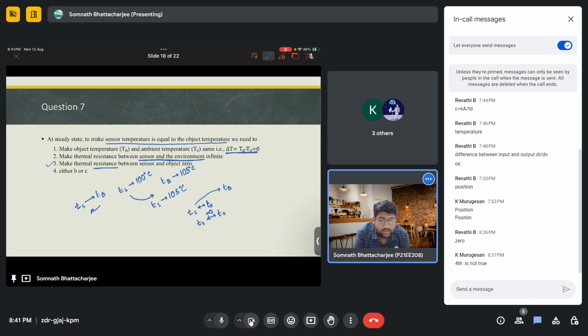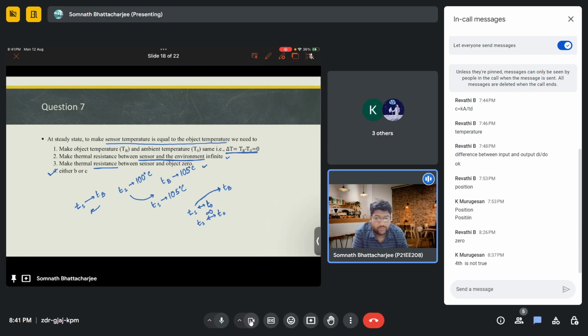So the sensor temperature can never reach the value of the ambient temperature. It only has the cases where it can reach the value of the object temperature. Both of these cases are true, and either one of these will work. So the final answer will be this, not this. Yes, the final answer will be this. So there are two cases.